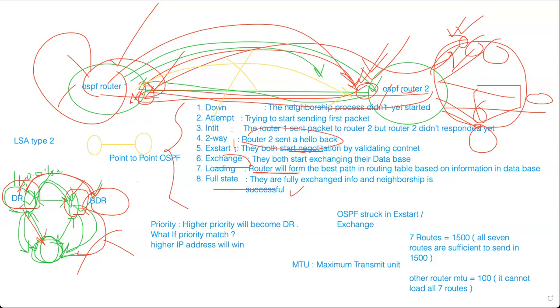Gopi, can you tell me what is the AD value of OSPF? 110. 110, that is correct. Okay. Hari, can you tell me what is the type of OSPF protocol? Is it a distance vector or is it a path vector? Is it a link state? Link state protocol. It is a link state protocol because it will calculate the best path based on the link cost. Manogna, can you tell me how does OSPF calculate the cost?